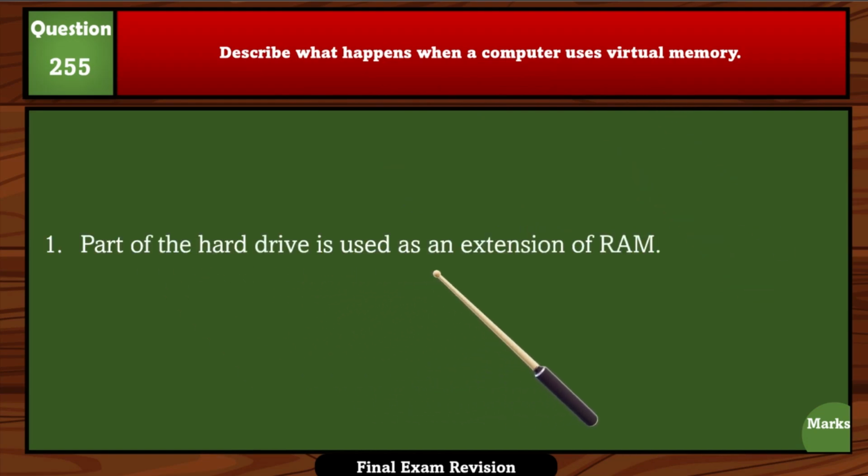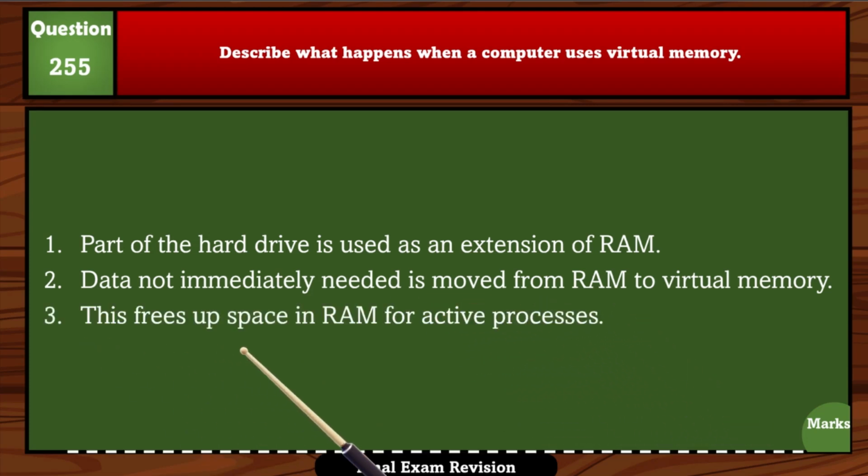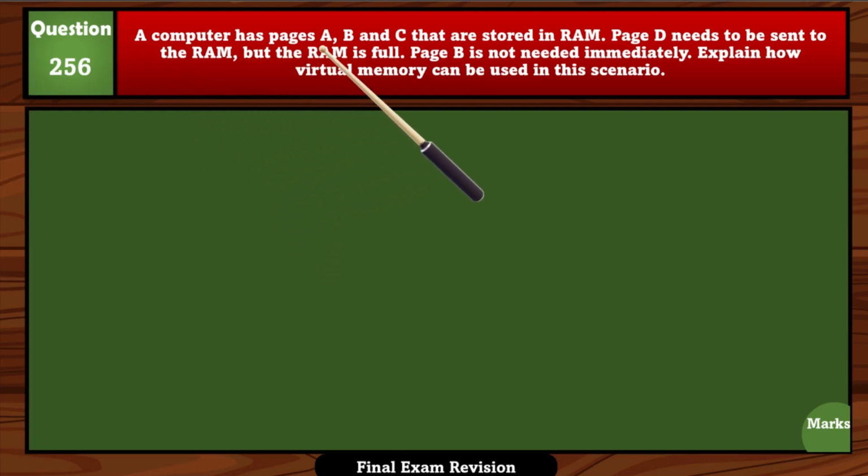Part of the hard drive is used as an extension of RAM. Data not immediately needed is moved from RAM to virtual memory, and this frees up space in RAM for active processes. Question 256. A computer has pages A, B, and C that are stored in RAM.